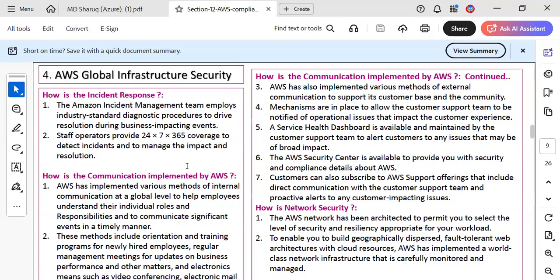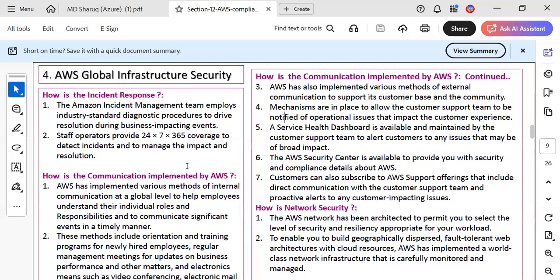How is network security? AWS networks have been architected to permit you to select the level of security and resilience appropriate for your workload. Obviously, you know about the AWS network, right? So according to the policy, they follow network security. We will be learning a lot about network security in virtual private networking.